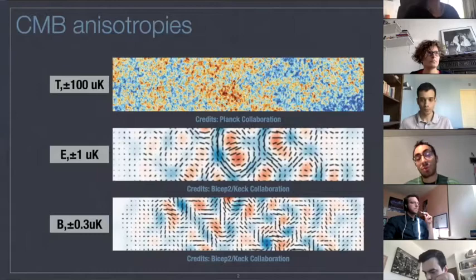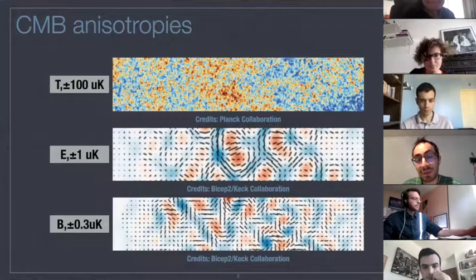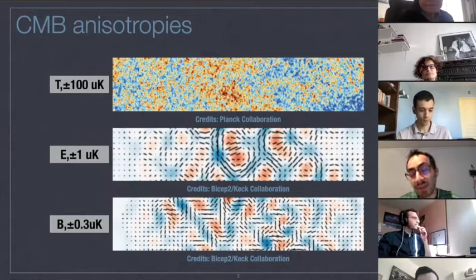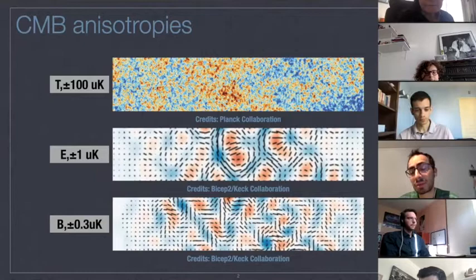But yeah, let's go. The cosmic microwave background, the CMB, shows anisotropies both in temperature, or intensity in radio astronomy, same thing kind of, and then in polarization. In polarization there are two ways of decomposing the linear polarization: the E-mode pattern, the central panel in this figure, which is a sort of curl-less vector field, whereas the divergence-less field looks like a magnetic field pattern, and it's called the B-mode field, the one in the bottom panel.